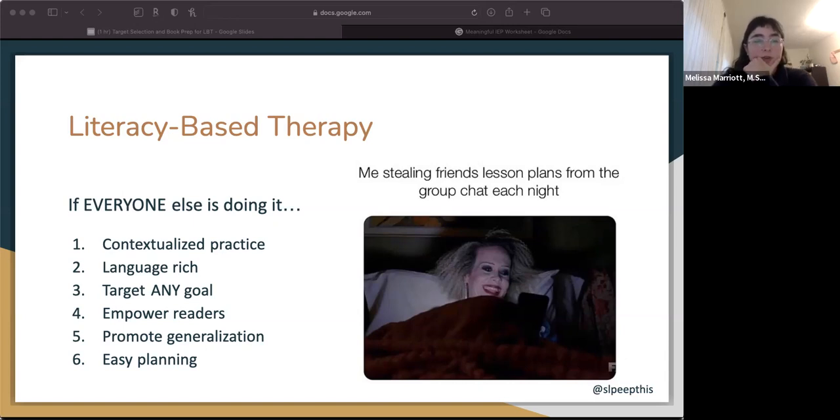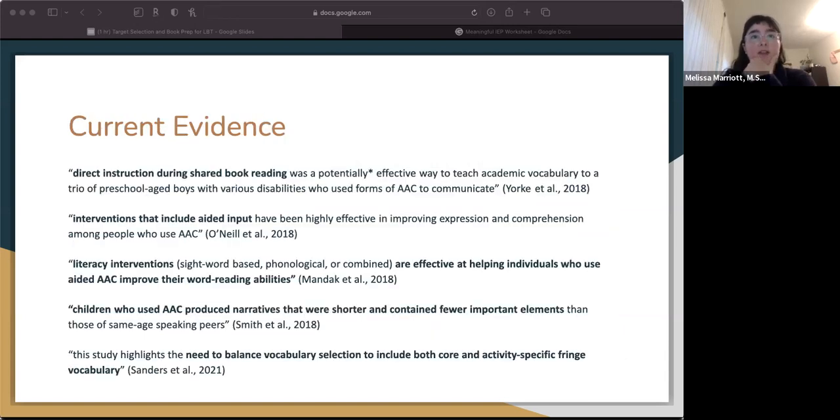Of course, there is also a pretty large body of evidence supporting literacy-based or narrative-based interventions, including those that are specific to AAC. Some of these are getting a little bit older in age at this point, but I did also add a few additional points about research that's being done currently.